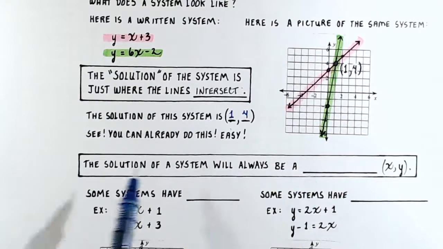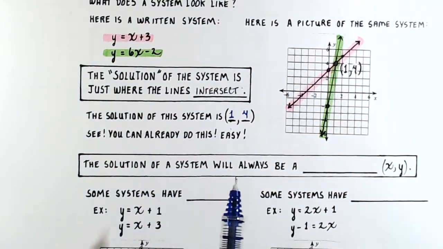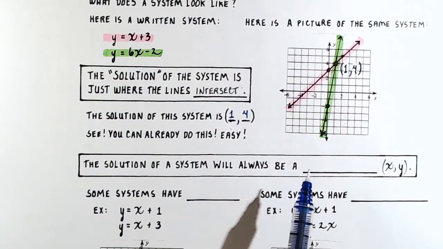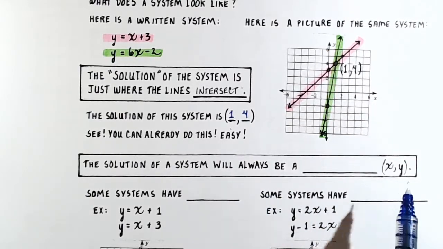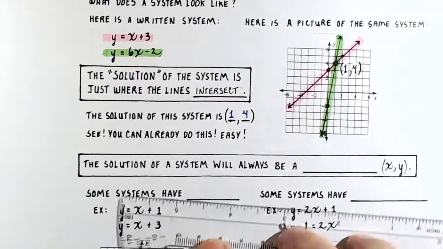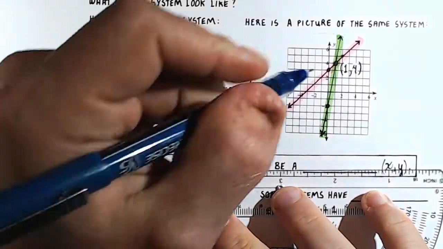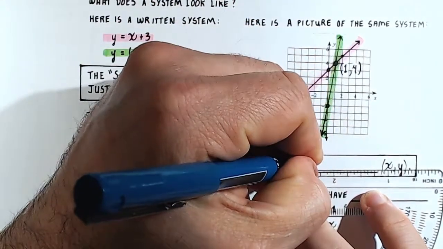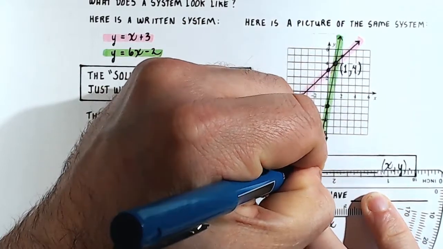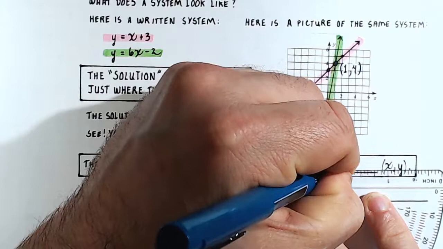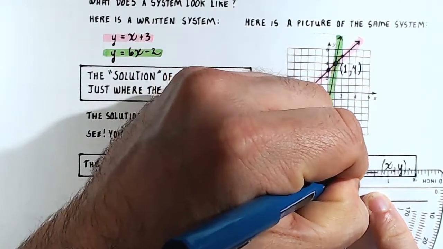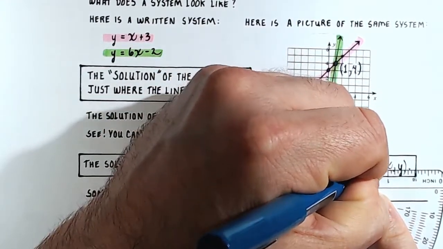Look in this box right here. The solution of a system will always be a blank. And then x comma y is over. We call x comma y a coordinate pair. We're always looking for 2 coordinates, an x and a y. So we call that a coordinate pair. And my hand's in the way, but I'll move it. I'm just writing down coordinate pair.